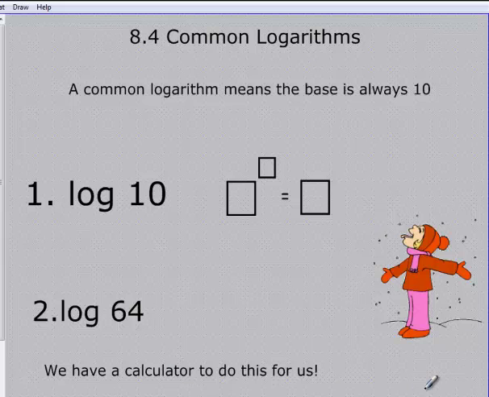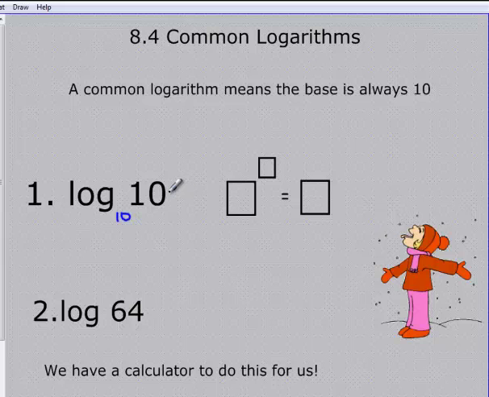Okay, we're on to common logarithms today. A common logarithm means the base is always 10. So for example, in this first one, we have log 10. When there's nothing written there, we always understand the base to be 10.